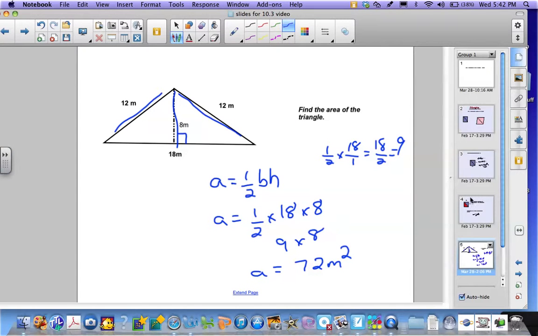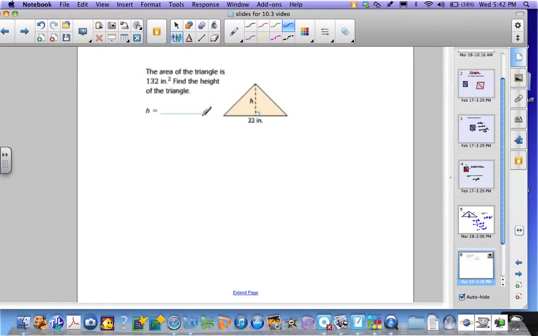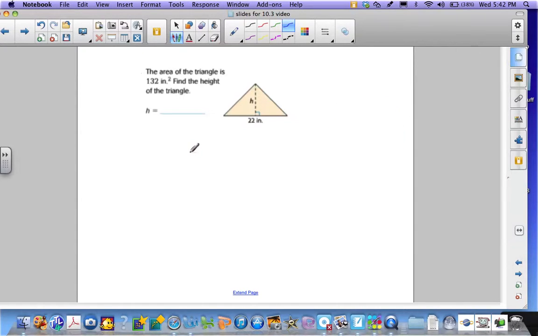Okay, let's look at one more. Sometimes you're going to have a problem, and you're going to be given the area, and you're going to have to find the height or the base. So again, we're always going to start with the formula. Area equals 1/2 times the base times the height. Now we're going to substitute what we know. We know the area of this triangle is 132. We have to keep that. It's part of our formula. The base is 22. We're looking for the height.